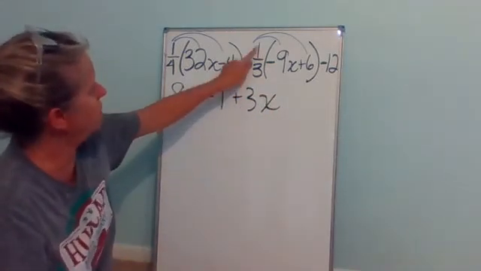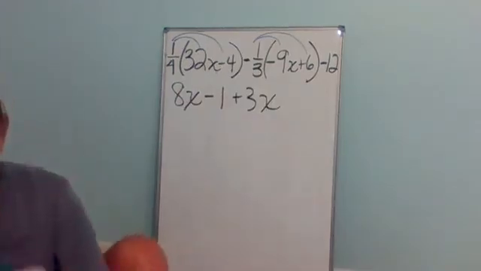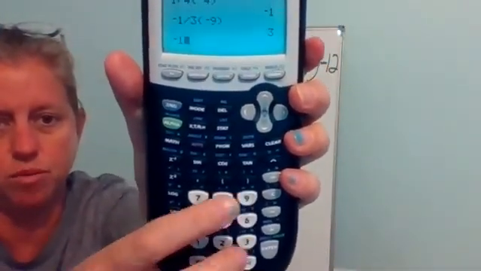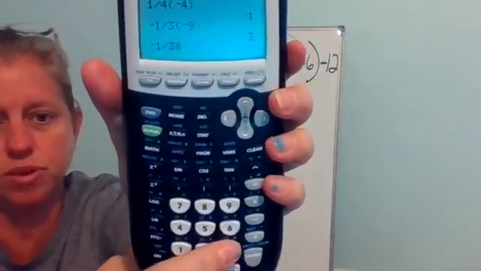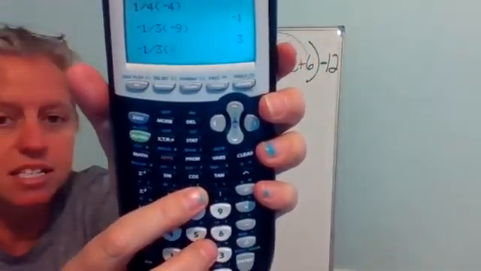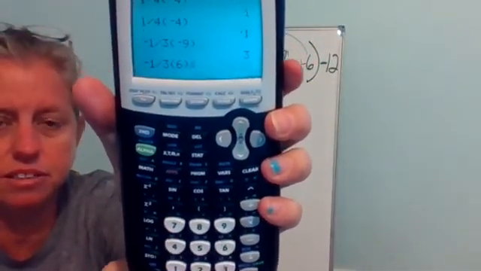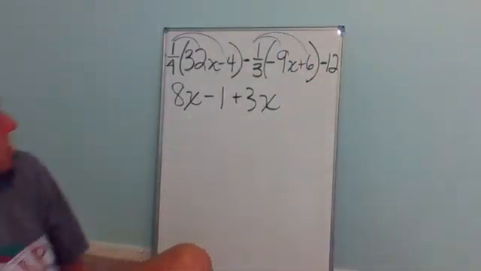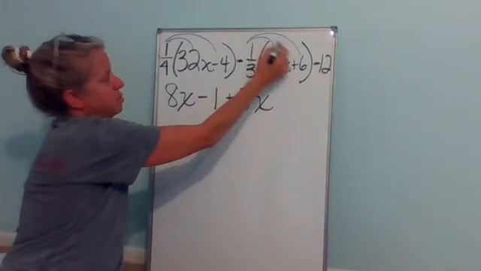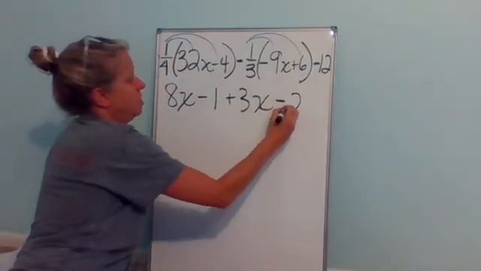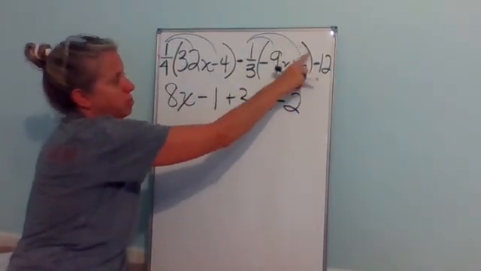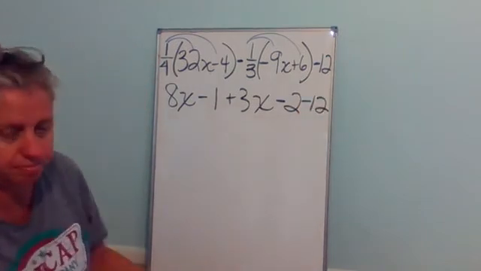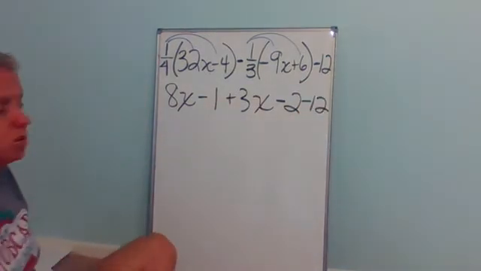And the last one, -1/3 times +6. So just do it again, -1/3 times 6 gives me -2. So again, -1/3 times +6 gives me -2. Now, since that's where the parentheses ends, this -12 is not affected, so it just comes down. And now we just need to clean it up.